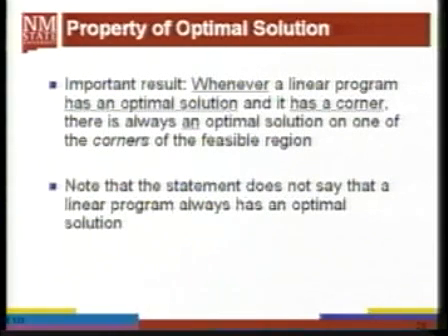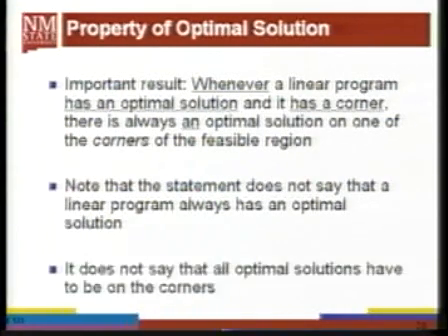However, it doesn't mean that the linear programming problem always has an optimal solution. Also, it does not say that all the optimal solutions have to be on the corners, okay? What are the possibilities that a linear programming problem does not have an optimal solution at a corner point?